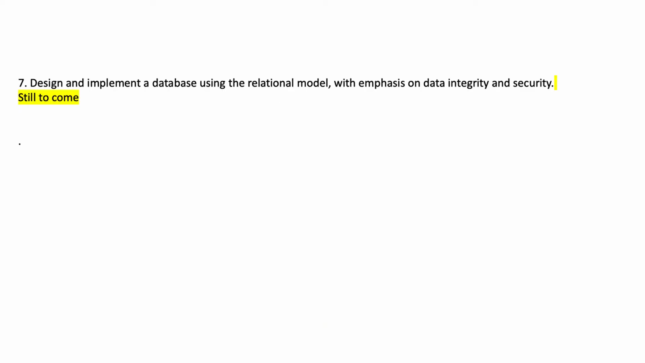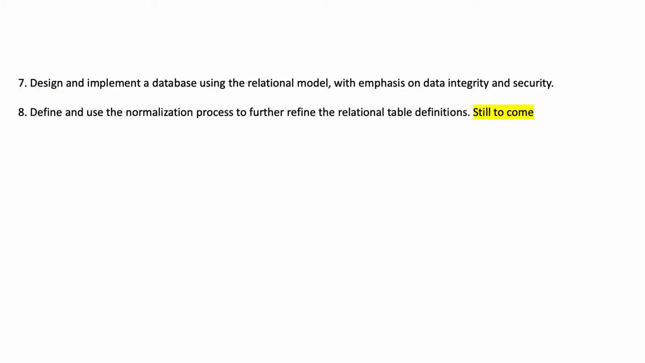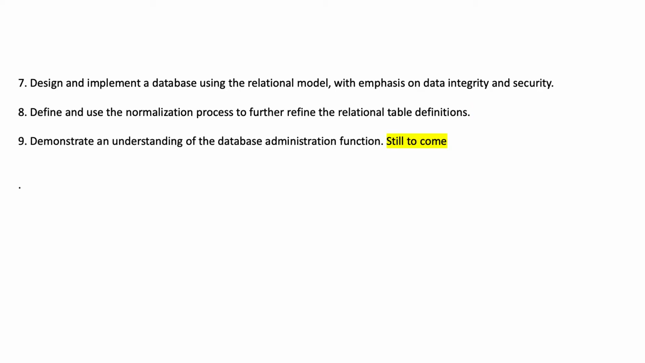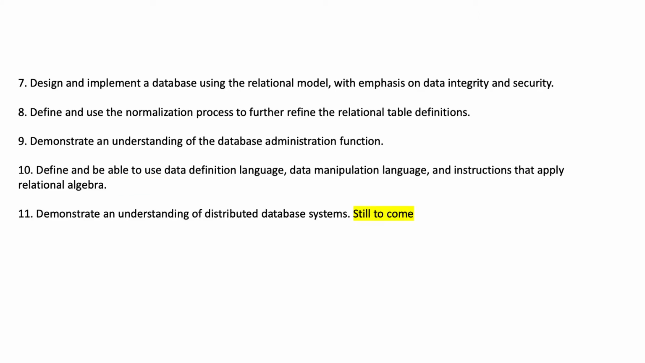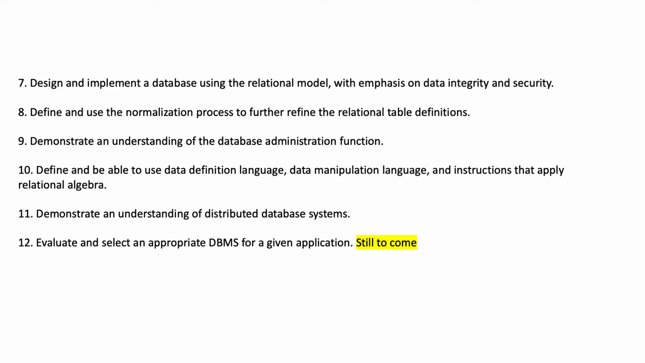The seventh point, design and implement a database using a relational data model with emphasis on data integrity and security. We're still going to do that. Define and use the normalization process to further refine the relational database definitions, still to come. Demonstrate an understanding of the database administration function, that's still to come. And define and be able to use data definition language, data manipulation language, and instructions that apply relational algebra, and we'll still do that. Eleven, demonstrate the understanding of distributed database systems. We'll still do that. And twelve, evaluate and select the appropriate database management system for a given application.